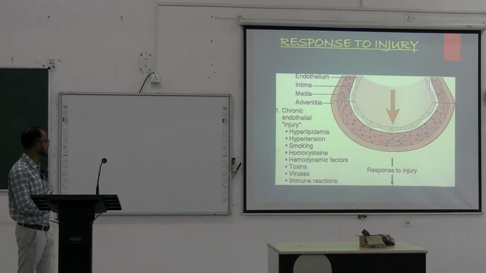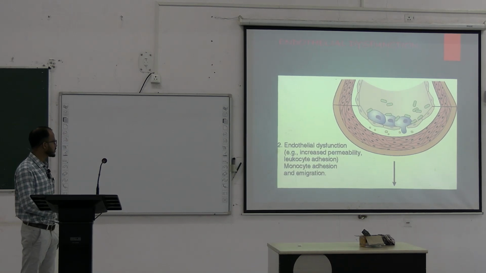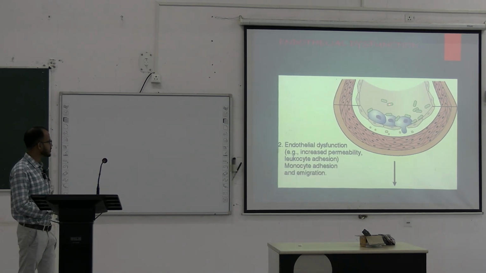this is depicted nicely in the picture. See, there is a chronic endothelial injury due to hyperlipidemia, hypertension, smoking, homocystinemia, toxins, viruses and immune reaction. This causes injury to the endothelium. See, these green ones are platelets, okay, and these blue ones are monocytes, okay.